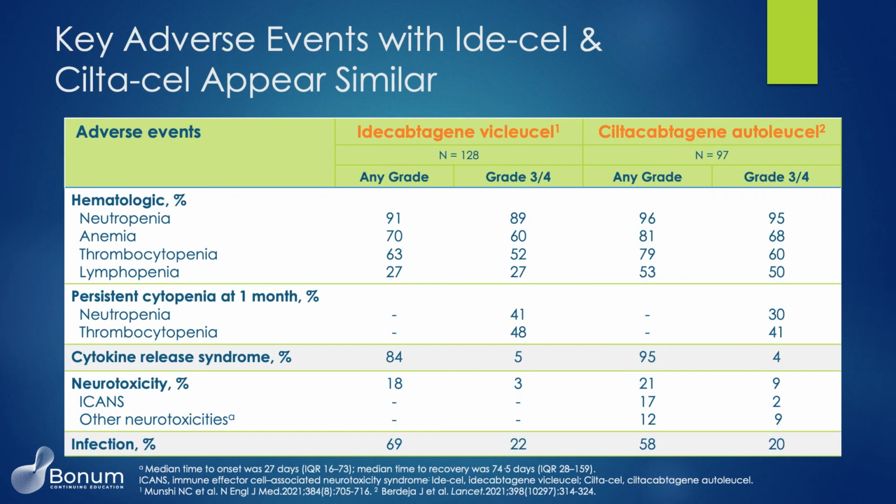Now, when we look at infection, this is also a very important toxicity we think about, and almost all patients are subject to it because, of course, we all have cytopenias in these patients. So about 70% and 58% respectively of patients had ide-cel and cilta-cel associated infection. Generally, these are grade 1 and 2, but of course, there were some grade 3 or 4 events, very similar between the two, 22 and 20%, something that I think we're pretty used to for these particular patients.